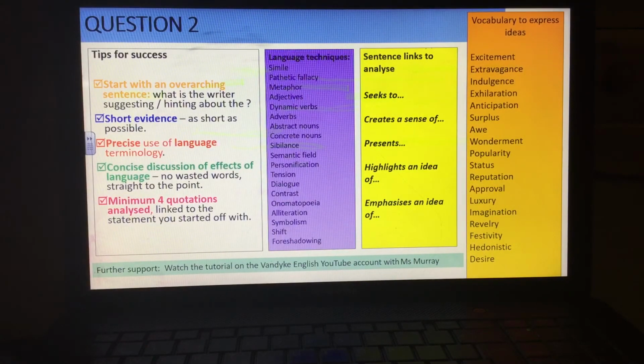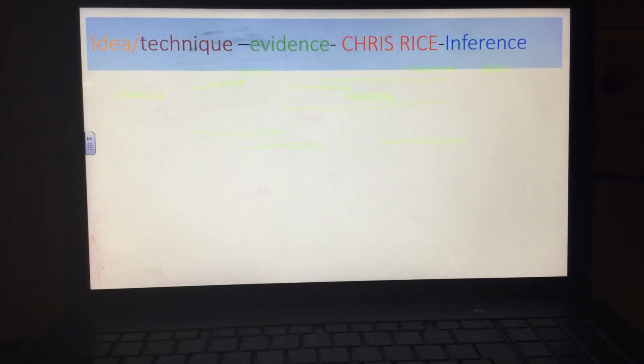Okay? Really what you need to be doing for 8 marks is you need to be really analysing about 4 quotations. You need to be doing it in a chain. So you're looking really to do an idea and a technique, the evidence, using key words to show that you've inferred the meaning behind it. What's really being explained here? So here's an example for you.